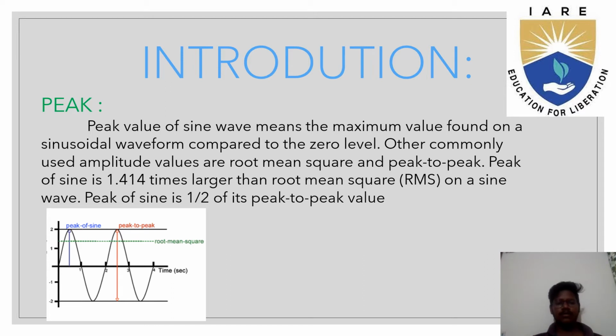In the graph below, we can see the peak to peak value and the root mean square value. Here the root mean square value is lower than peak to peak. That means the peak to peak value is 1.414 times larger than the RMS value.